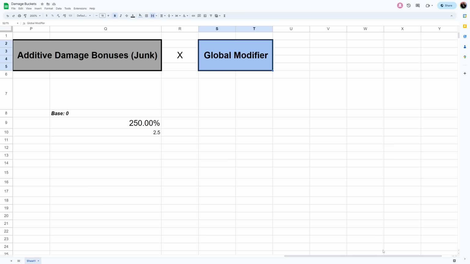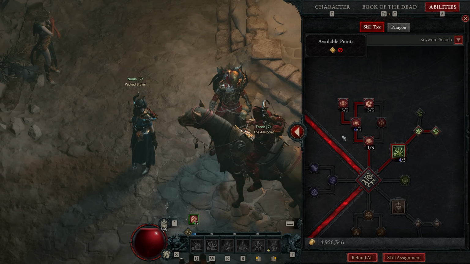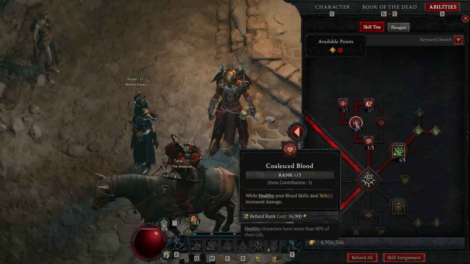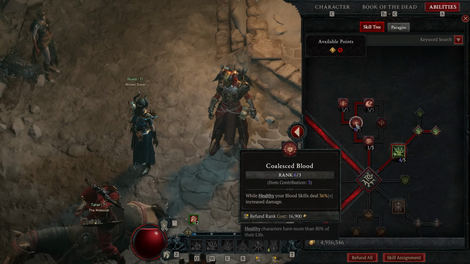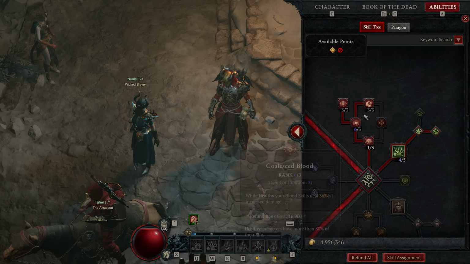Now, I am not actually going to add any of this into any of the equations we're talking about today because they will be 1000% contextual on you, your build, your Paragon points, and your aspects. That's the biggest thing. Their global modifier bucket, as it were, is pulled off of your aspects, your skill passives, and your glyph bonuses. What I mean by that is, going back into the game, going into abilities, let's assume I'm healthy and using a blood skill. 36%, see the little multiplication, is going to be thrown into this equation at the end to increase my damage. That is what I mean.